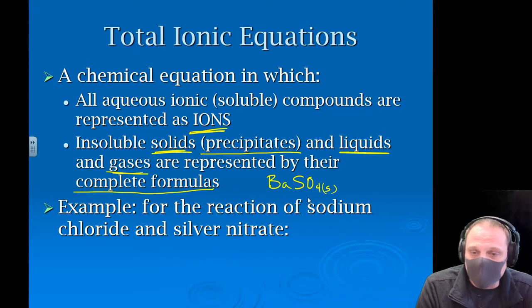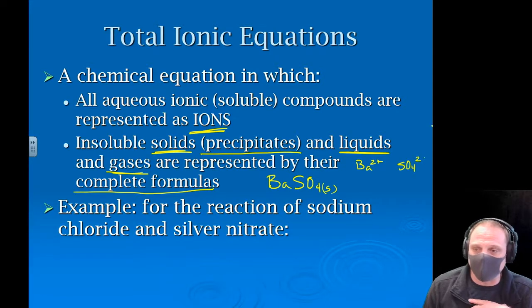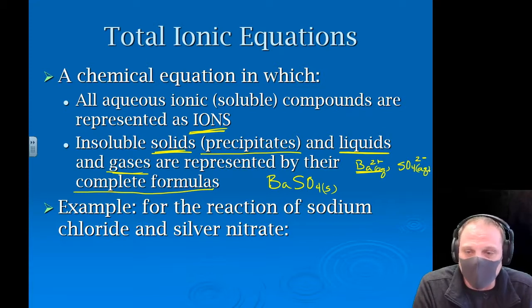Okay, we want the complete formula. But on the left side of the reaction, we would have had a barium 2+ ion and a sulfate 2- ion. Okay, and so that's kind of the difference. If they're not together, then we write them as their separate ions. But once they are together, we put them as a complete formula.